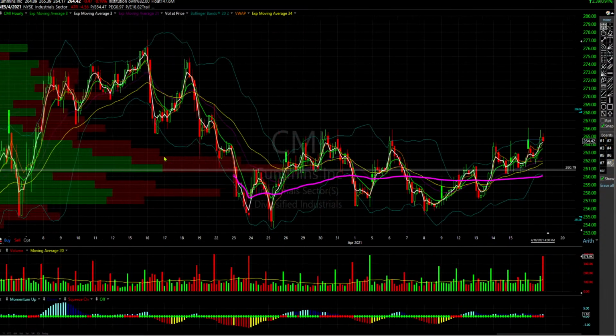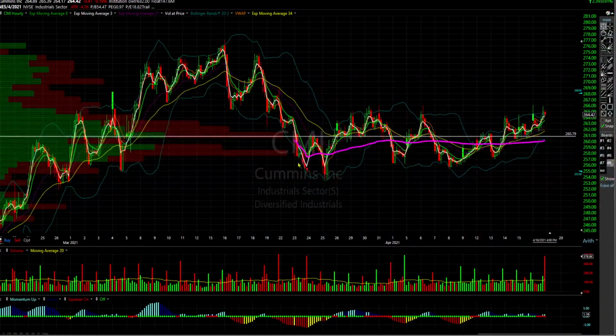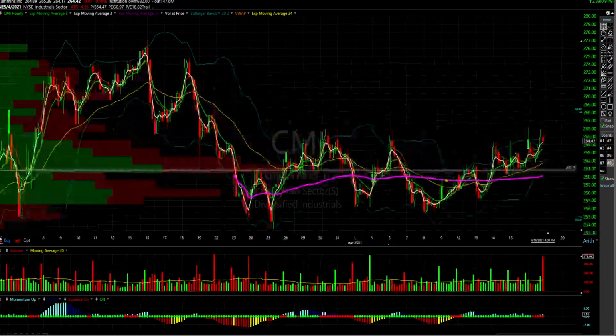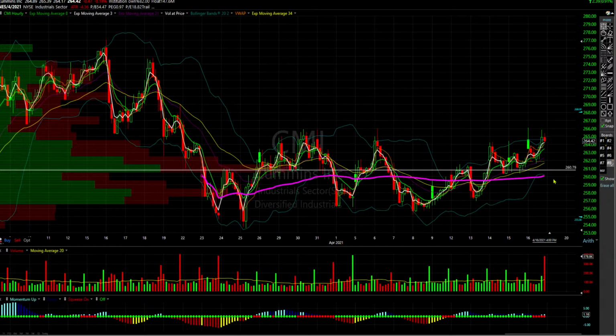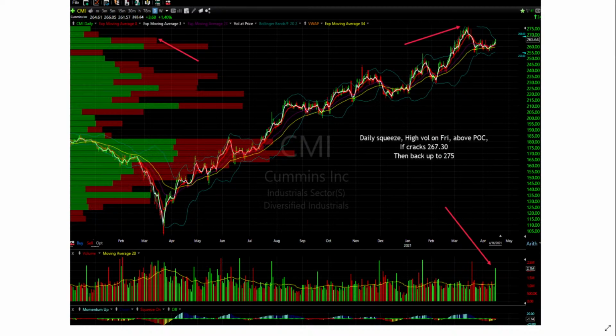So you can see we gap down, we're starting to come down, we're above that, we've created this pattern, and then this 260.79 is literally the point of control down here, right? So you're right, we're breaking above that. So the question becomes, where are the next resistance points?